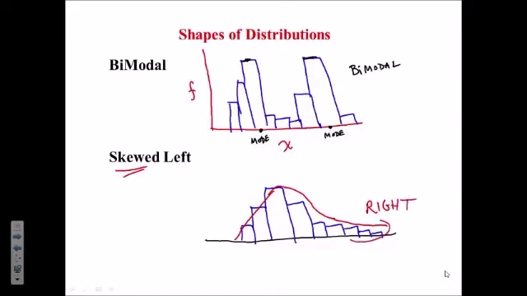We've added scores out here on the right side, called outliers, and they skew the picture to the right. Of course, if the shape of the curve was like this, that would be skewed left. That's skewed left. This is skewed right.